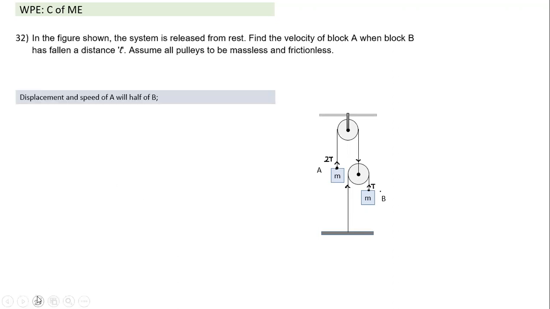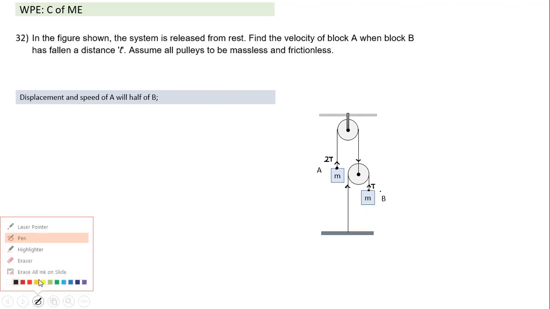First thing, what we need to find here is the velocity of block A when block B has fallen a distance L. So this has gone down. When it has fallen distance L, we need to find out what the velocity of A is. Let's see how we proceed here. First thing you need to figure out: the displacement and speed of A will be half of B. How do we do it?